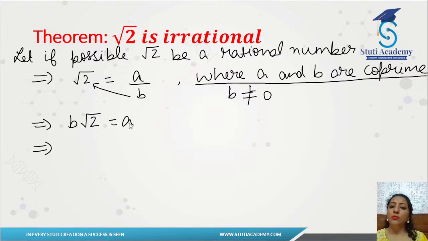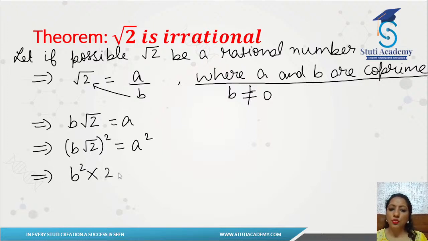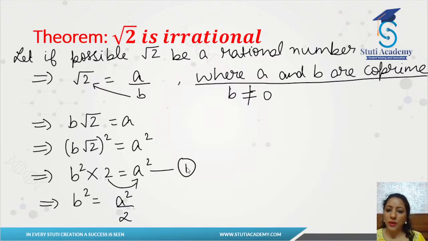In the next step, we are going to square both the sides. So we'll get b root 2 square equal to a square. Then we will get b square into 2 equal to a square. After this, we'll take this 2 on the other side and this will get divided. So we'll get b square is equal to a square upon 2. This is what we're going to get. Also, I'm naming this as equation 1 since I'll be using this in the next step.